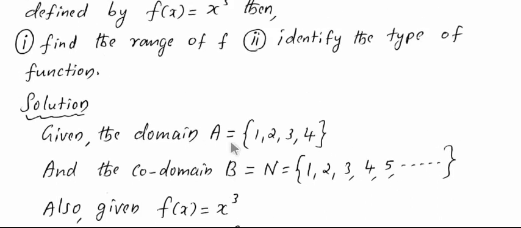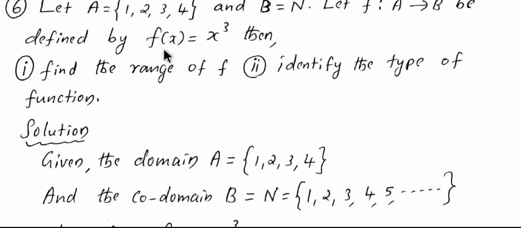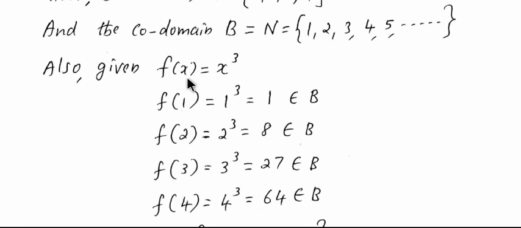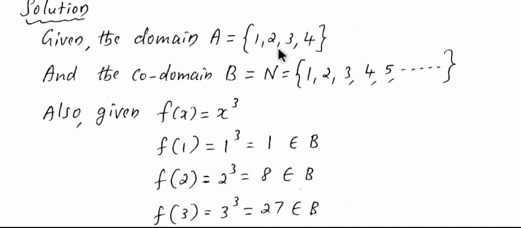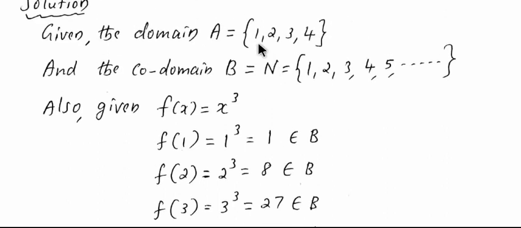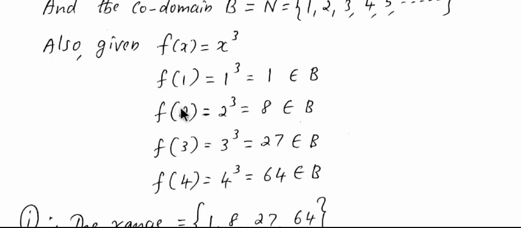Then take the equation. The given equation is f(x) = x cube. We know that the values of x come from the domain. We can take x equal to 1, x equal to 2, etc. Here, substitute x equal to 1, 2, 3, 4. Four elements are given: 1, 2, 3, 4.